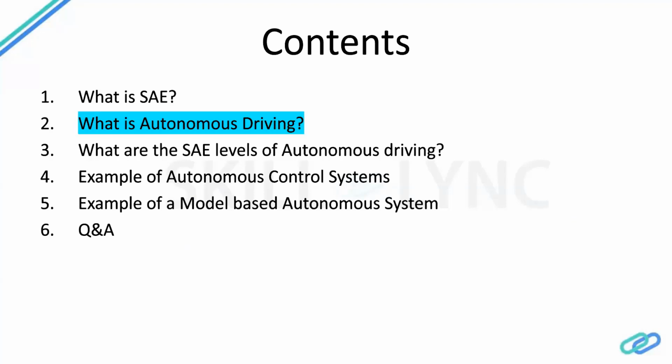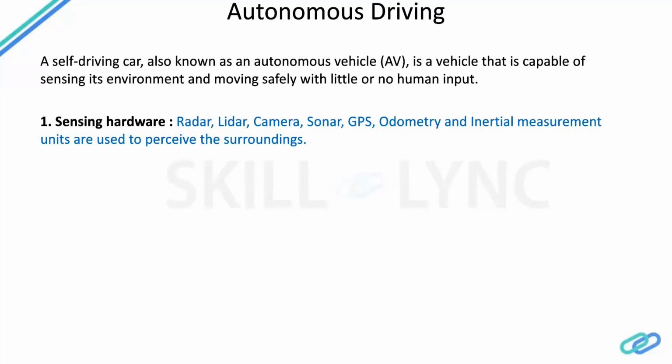Next is, what is autonomous driving? Let's first take a look at the basics of autonomous driving. A self-driving car, or autonomous vehicle, senses its environment. After sensing the environment, it plans a safe maneuver, and then this plan gets actuated by the actuators in the vehicle.